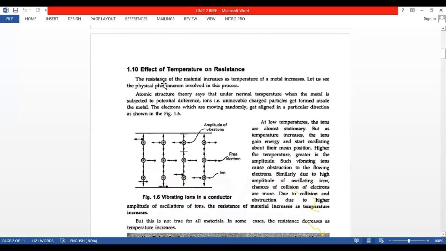So what is the explanation? Effect of temperature on resistance. The resistance increases with temperature. So what is the simple one-line answer, all of you? The resistance increases with temperature.